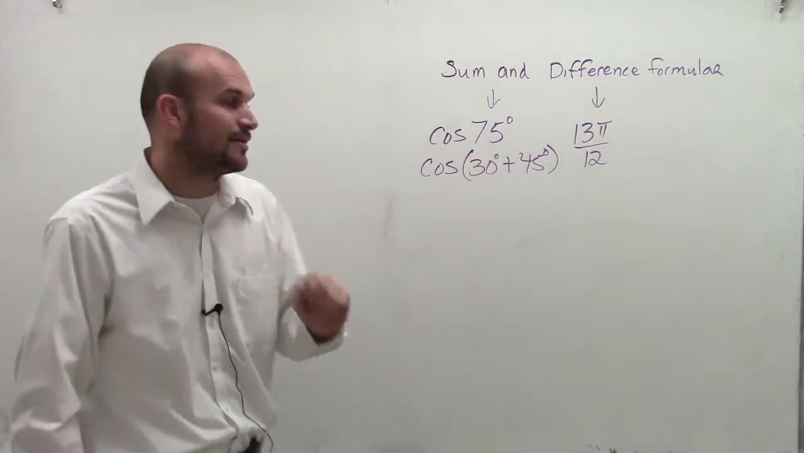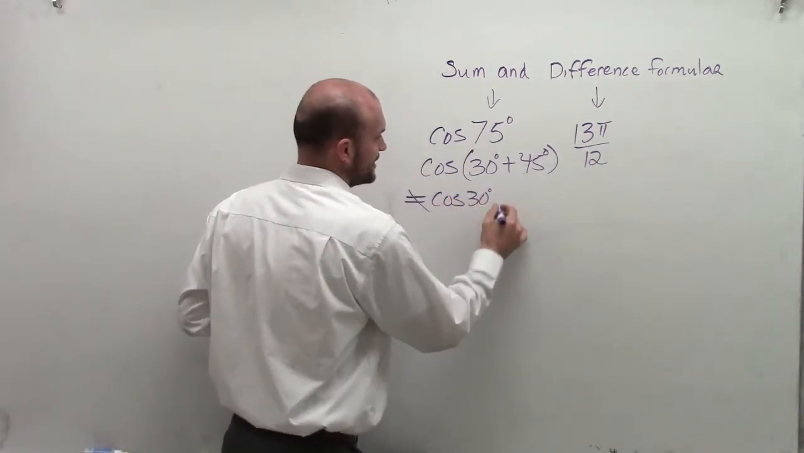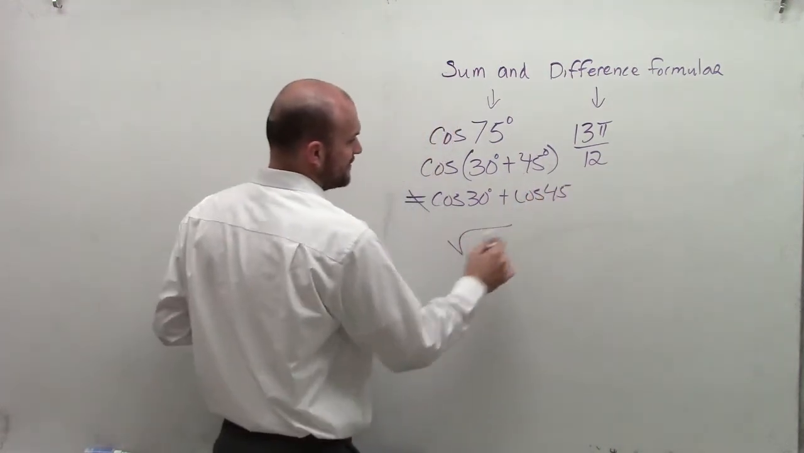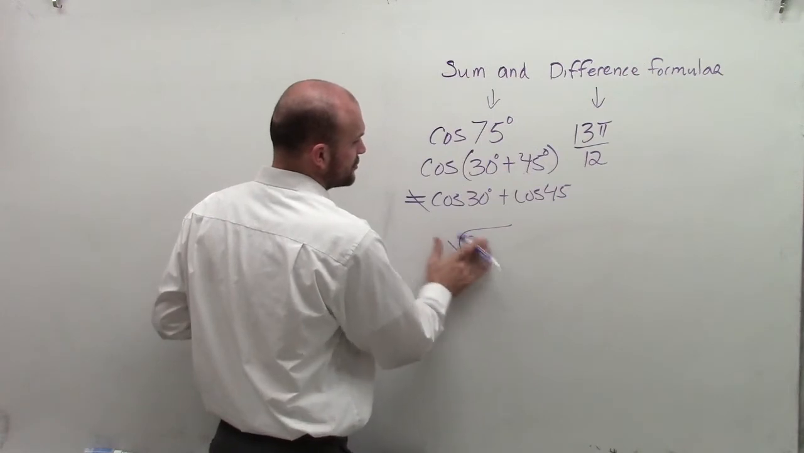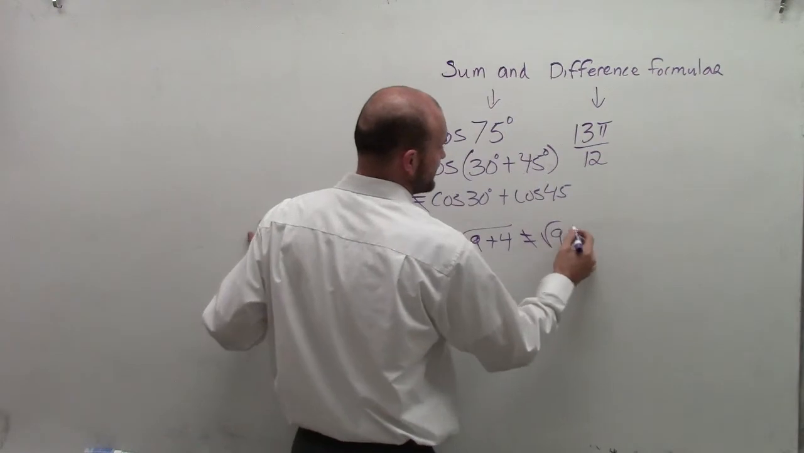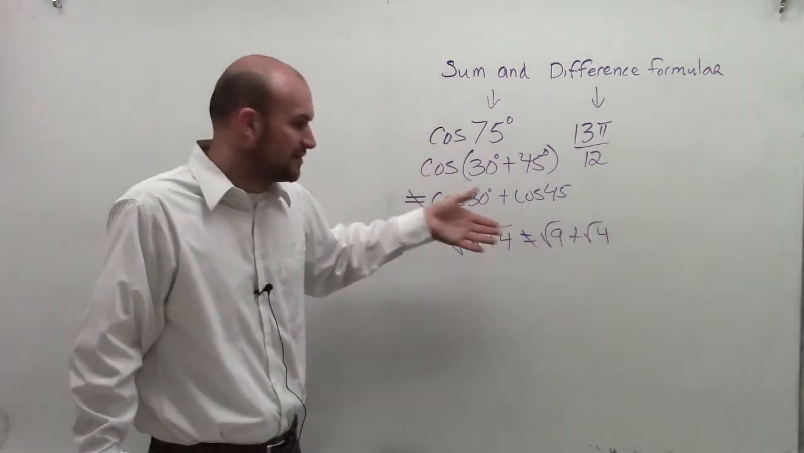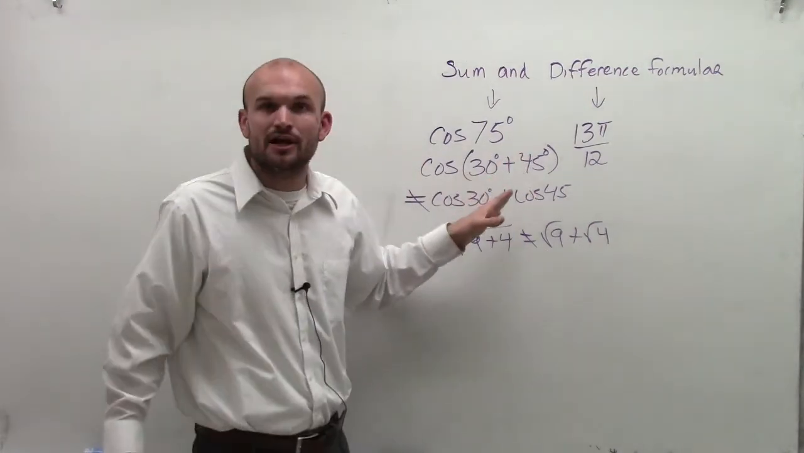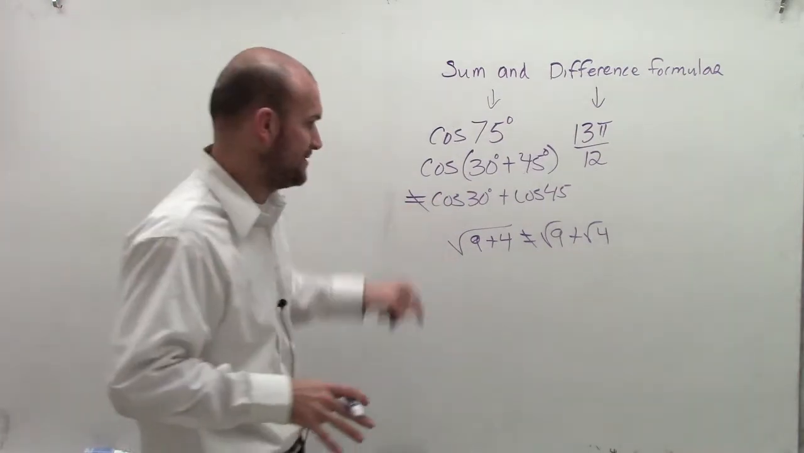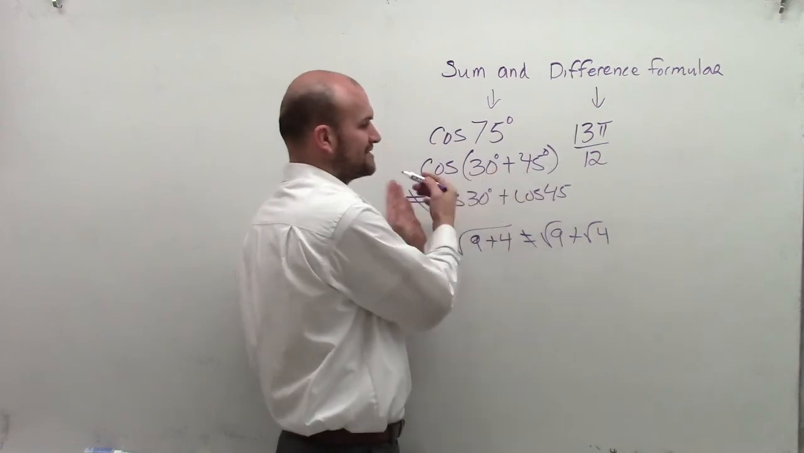Now, the one big mistake I want you to understand is that this does not equal the cosine of 30 degrees plus the cosine of 45 degrees. It's the same as saying the square root of 9 plus 4 does not equal the square root of 9 plus the square root of 4. The square root function, just like the cosine function, can't be distributed over addition and subtraction. We're going to learn how to work with this, but you can't just treat cosine of 30 degrees plus 45 degrees as that.